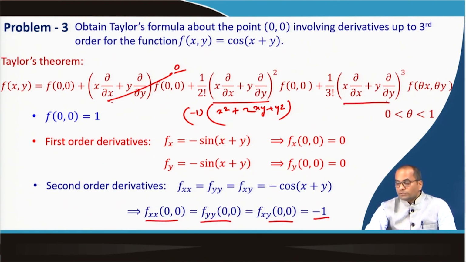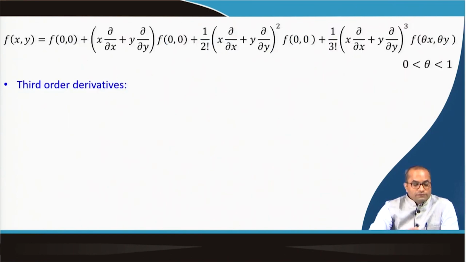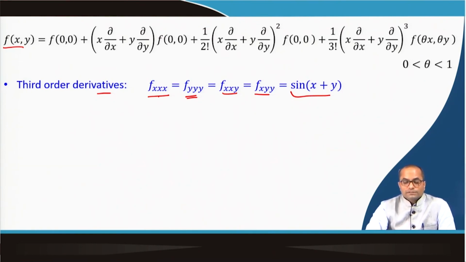Now, for the third order terms we have to compute the derivative at (theta x, theta y). Well, so here we have the third order derivatives, and in this case we compute all the triple derivatives, the mixed ones and the third order with respect to y, third order with respect to x. Because we have the cos there, it will become just the sine(x plus y). So, all the third order derivatives which will appear there will be just sine(x plus y) for all.